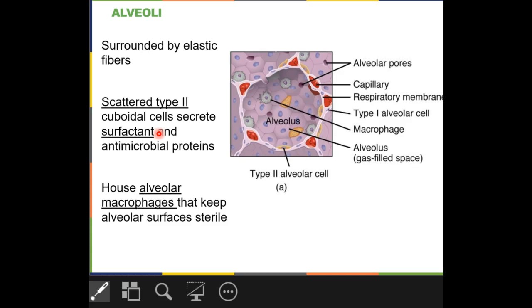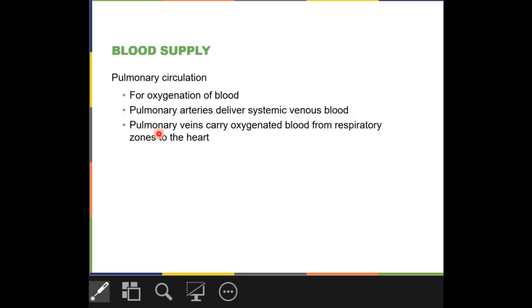And then you have alveolar macrophages. These are monocytes that have crawled out of the bloodstream, diapedesis, into the alveoli, and they just crawl around and eat whatever's not supposed to be there.